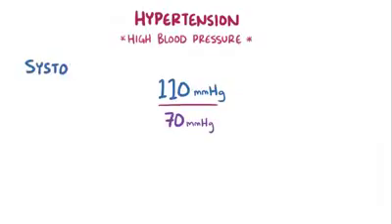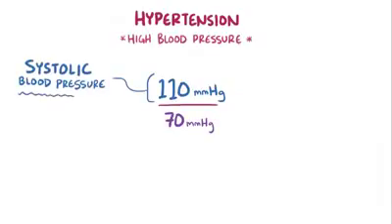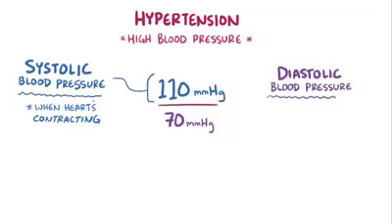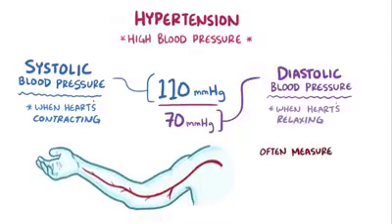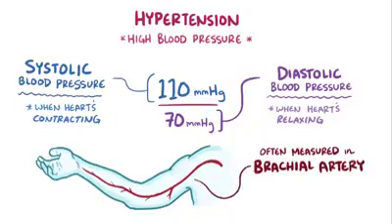The top number is the systolic blood pressure, which is the arterial pressure when the heart's contracting. And the lower number is the diastolic blood pressure, which is the arterial pressure when the heart's relaxing or refilling. Most of the time, blood pressure is taken in the brachial artery in your upper arm. Because if the pressure's high there, it's probably high throughout all of the arteries.